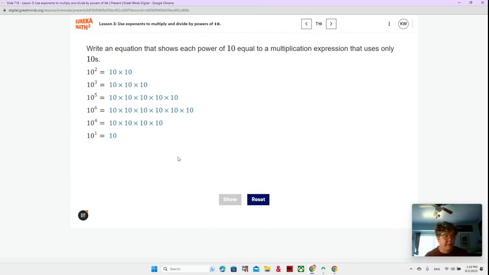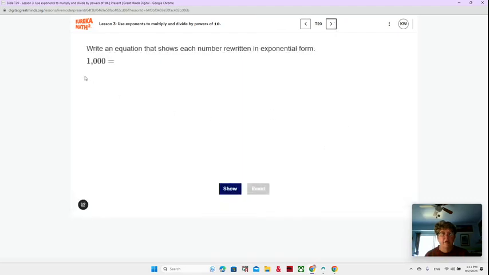And we're going to do a little bit more. So you're going to have to write some more on the back of page 27. If you don't have space, look for another page where you can write it, but make sure you show it to me when you come for your mastery check. All right? Write an equation that shows each number rewritten in exponential form. So now we're starting with the standard form, the regular way we write a number, and now we're writing it in exponential form.